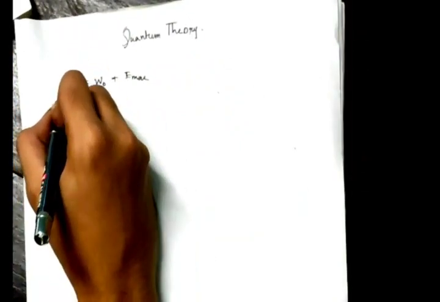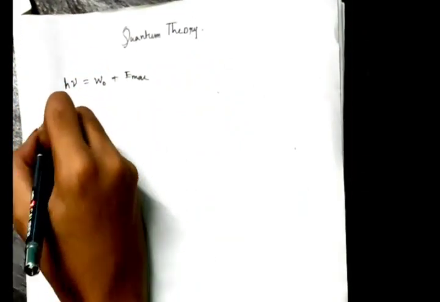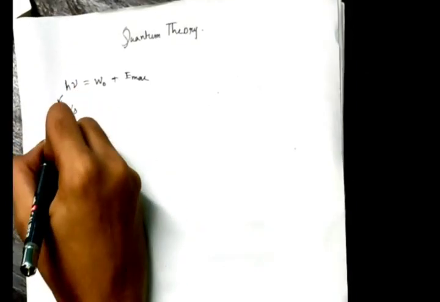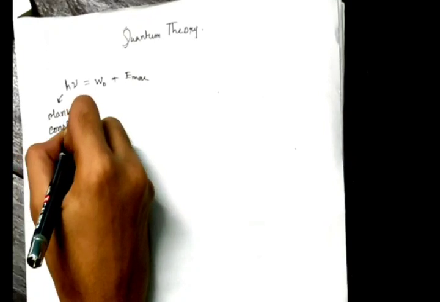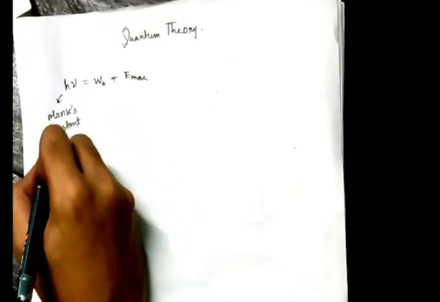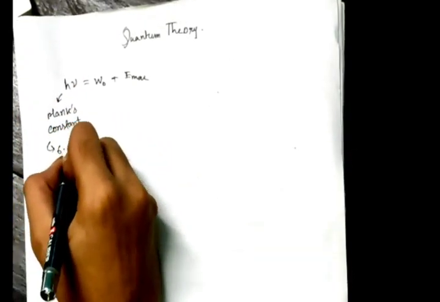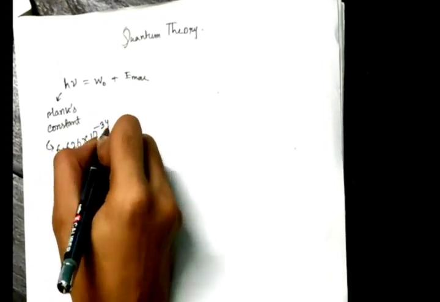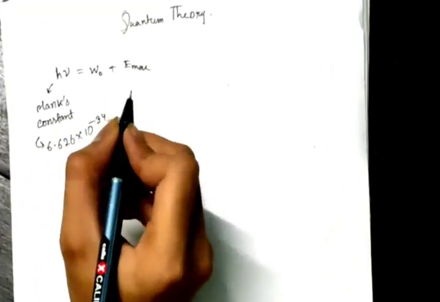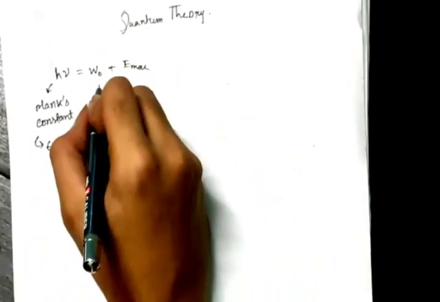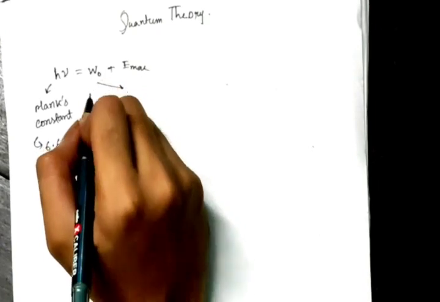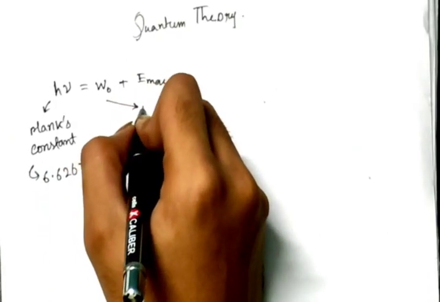Now we should know the denotations. We all know that h is the Planck's constant, and we know its value. What is its value? 6.626 into 10 to the power minus 34 joule per mole. And this is known as the threshold energy.